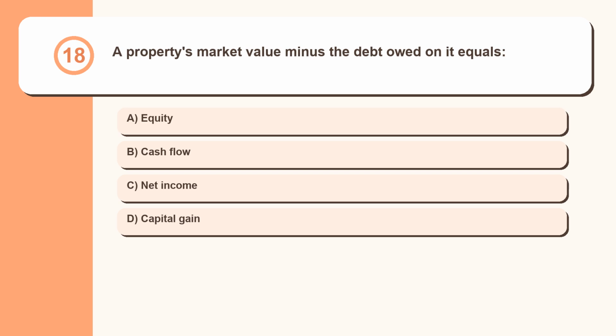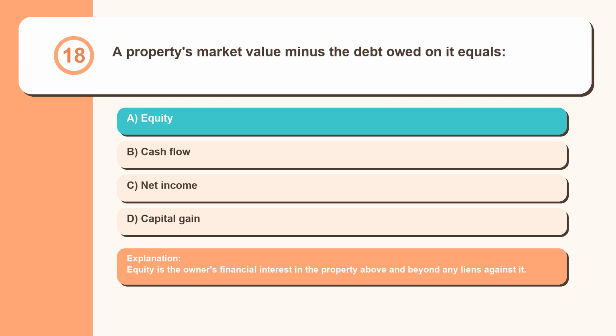Question 18. A property's market value minus the debt owed on it equals: equity, cash flow, net income, capital gain. Equity is the owner's financial interest in the property above and beyond any liens against it.